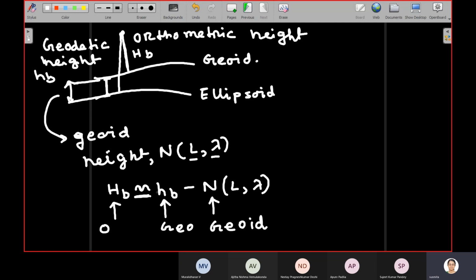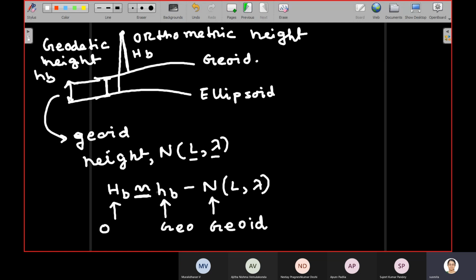Now, why am I telling you this? Because you get height from GPS or any GNSS system, but what height is that? Actual height that we get from the GNSS system is the geodetic height. So the system actually determines the geodetic height. But different applications may require orthometric height. In that case, we have to use the geoid table to go to the orthometric height.